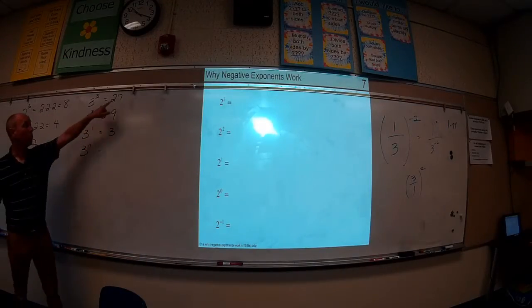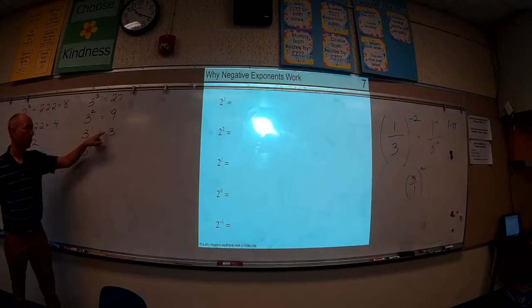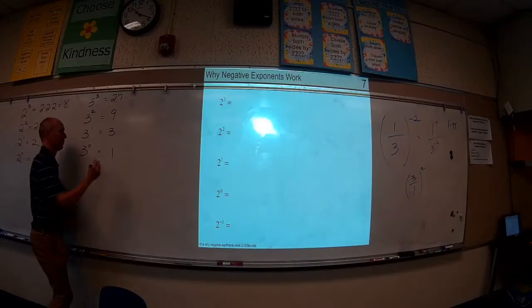Let's see if it works. What's 27 divided by 3? 9. What's 9 divided by 3? 3. What's 3 divided by 3? 1.